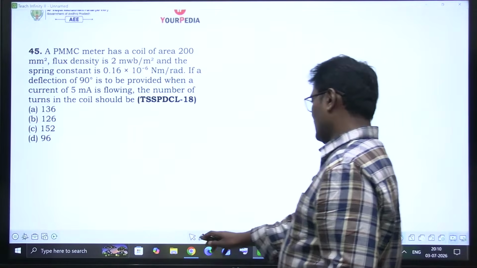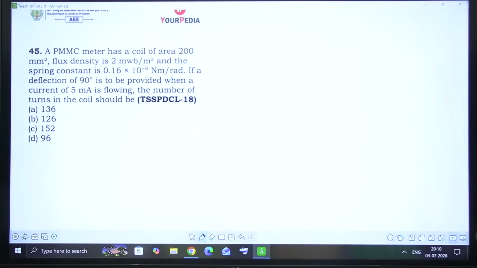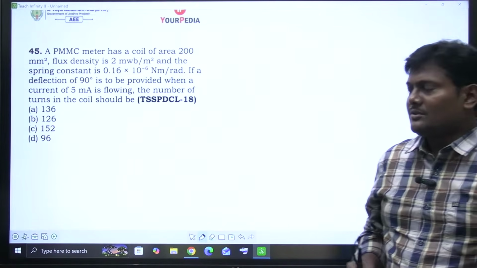You have to try to solve this one. Check once. Direct substitution. It's a direct substitution only.